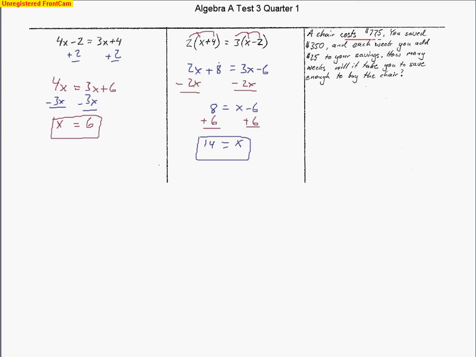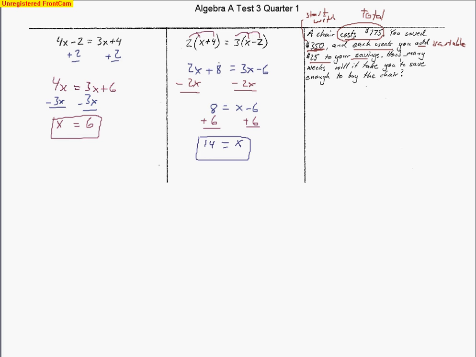So this is like a total cost right here. So let's see what else they say. You saved $350. That's what you start with. So that's your constant. That's what we started with. And each week you add $25 to your savings. So this is the variable amount. And what the unknown is, we just don't know how many weeks we ended up saving.